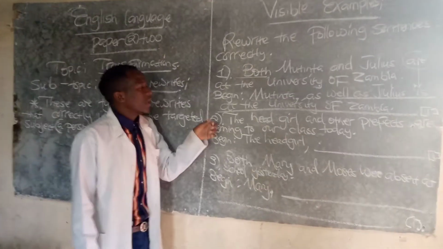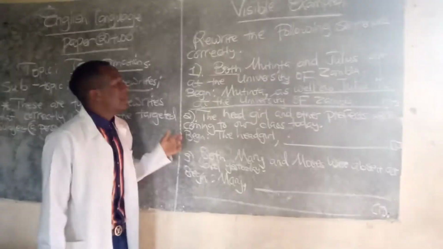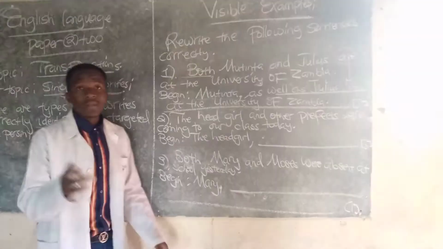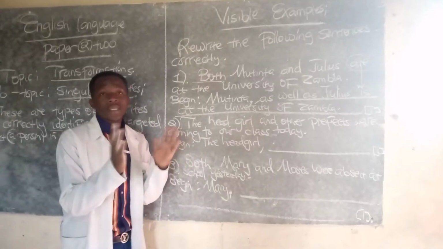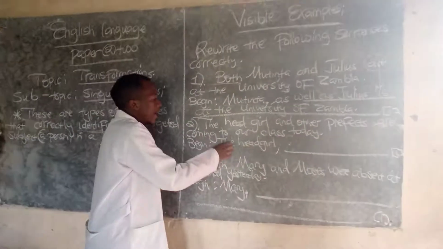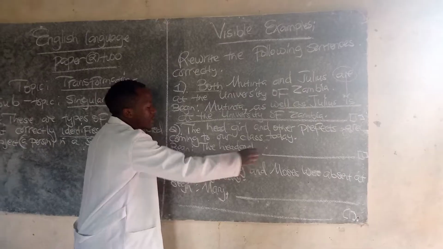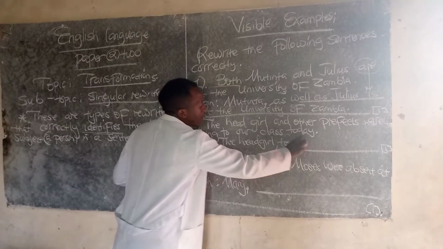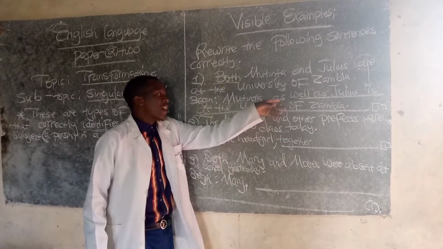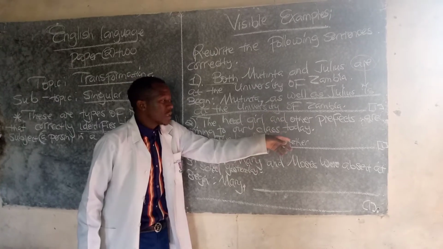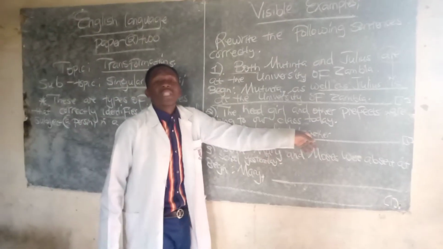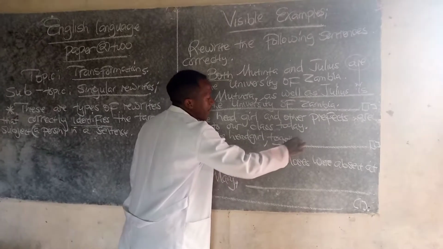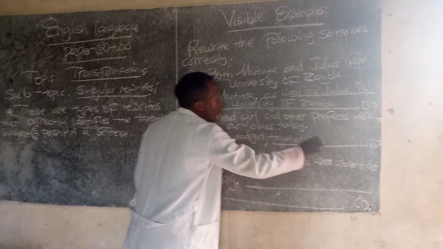Then, question 2. The head girl and other prefects are coming to our class today. The same is going to happen, but I'm going to use a set of different words. The head girl and other prefects. Here the target is the head girl. So let's use the word together. In short, if they haven't used the word "as well as", they might use the word "together", or they might use the word "in collaboration". So the head girl together. When they say together, we're going to say "together with".